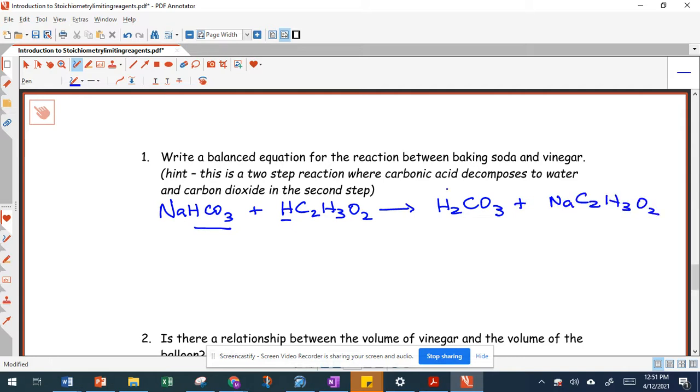And then it says carbonic acid then decomposes. It says it forms water and carbon dioxide. So I want you to write that down also. Make sure these two reactions are balanced.